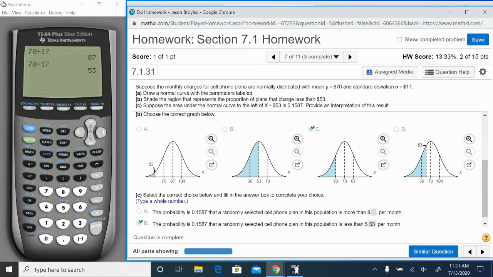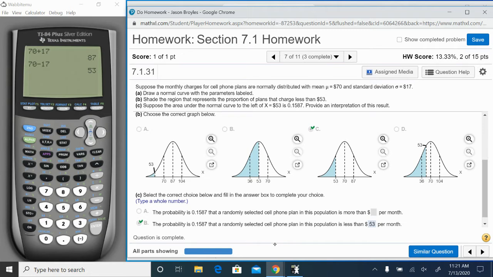And then the second part of the question says, shade the region that represents the proportion of plans that charge less than 53. So they give you a couple choices here that are a little bit tricky. This choice D over here looks pretty good. It has a mean of 70. 53 is there. It's shaded to the left, but 53 is in the wrong place.